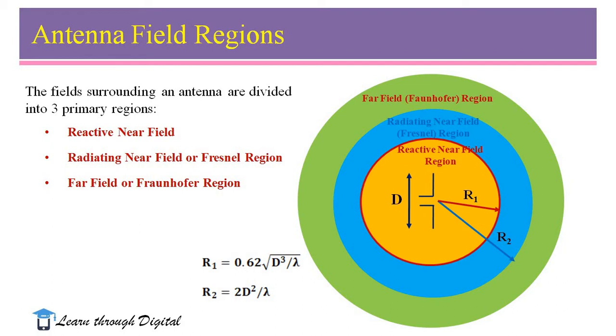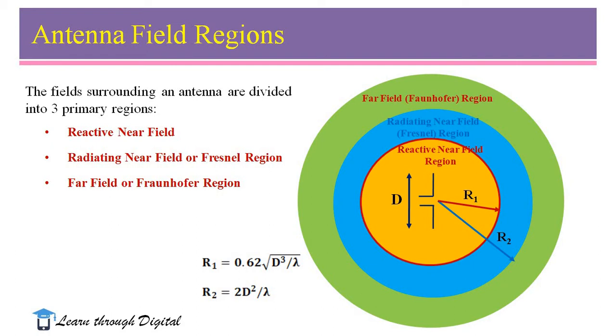As we know, an antenna is a radiating device which is used to radiate electromagnetic waves into free space. Once the radiation is accomplished using an antenna, there is a space surrounding the antenna. Generally, the space surrounding an antenna is divided into three regions: reactive near field region, radiating near field region or Fresnel region, and far field region or Fraunhofer region. These three regions surround an antenna. We are going to see how these regions are classified.